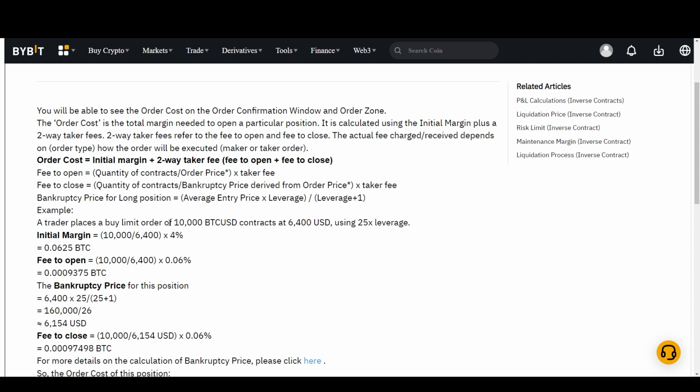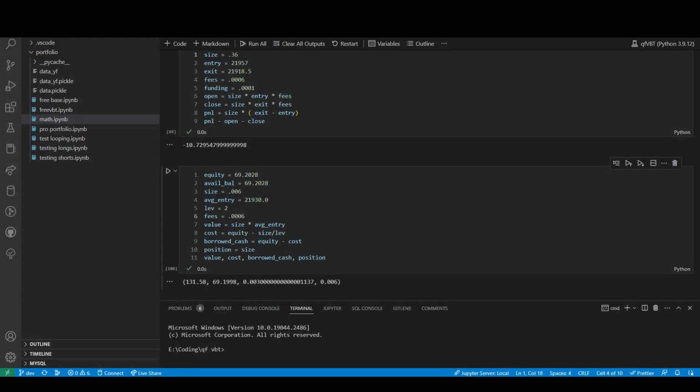It says here, a trader places a limit order at 10,000 for 10,000 BTC USD contract at 6.4 whatever using 25x leverage. So it's 4%. So I guess it's divided by 4. What? So let's go over here and see if we can make that happen.